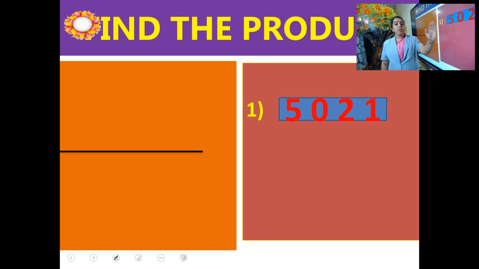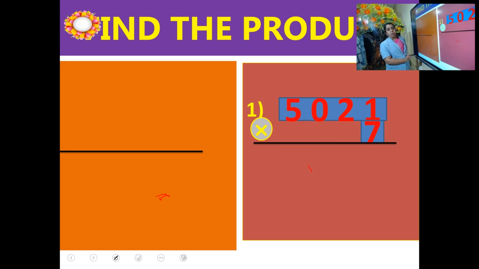Next. Here is the next question. 5021. This is a 4-digit number. Now you are doing the multiplication of a 4-digit number by a 1-digit number. Then 5021 into 7. What is the first step? Multiply the 7 and 1, the digit in the ones place. So 7 ones are 7. Yes, very good.